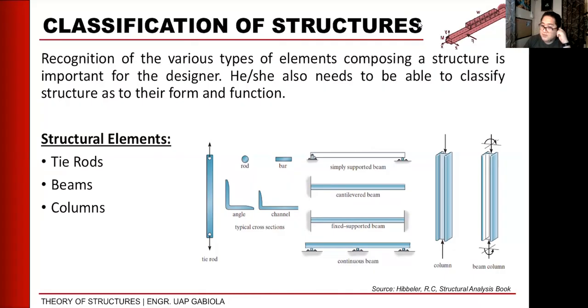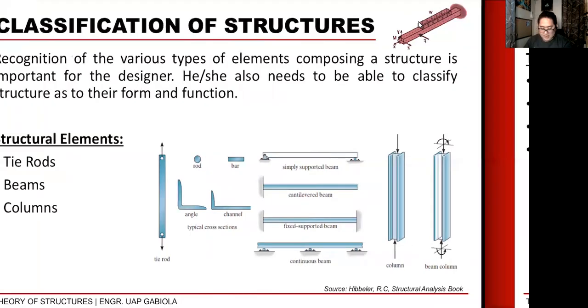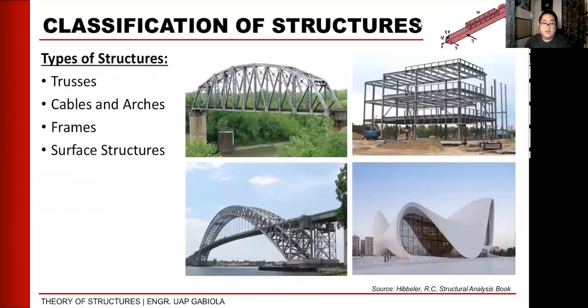Okay? Then we have yung columns natin or yung mga vertical element natin sa framing natin, sa structure natin. So, like this one. So, yung mga naka-drawing are steel members, no? Pero we have also reinforced concrete, we have timber or yung wood, okay? Then yung isang nauuso na ngayon or emerging technology is yung ating structural bamboo. Okay? Next. We also have different types of structures, namely trusses, cable and arches, frames, and surface structures.